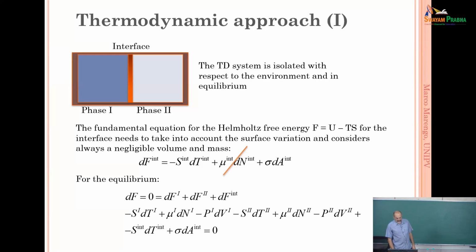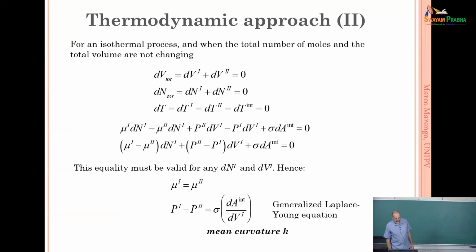Okay? And the equilibrium conditions are these ones. Of course, as we have already seen, the total volume should be conserved, the total number of moles will be conserved, and the temperature should be the same at the interface. So we can write again the expression, and we are landing with only these terms. We can do some algebra.